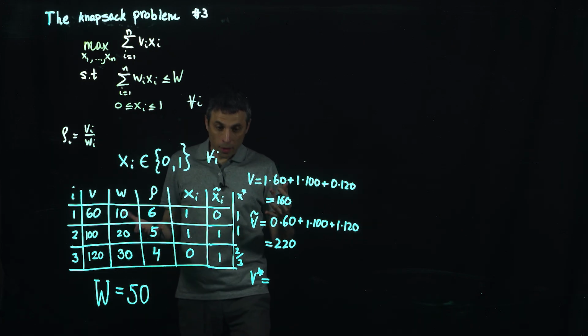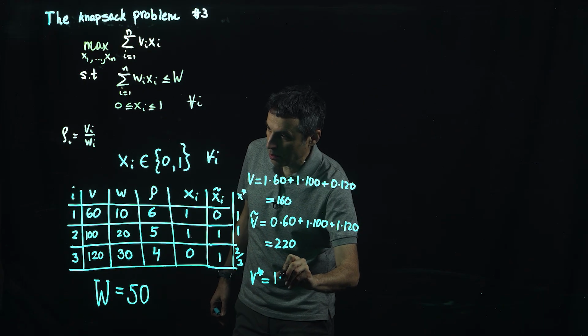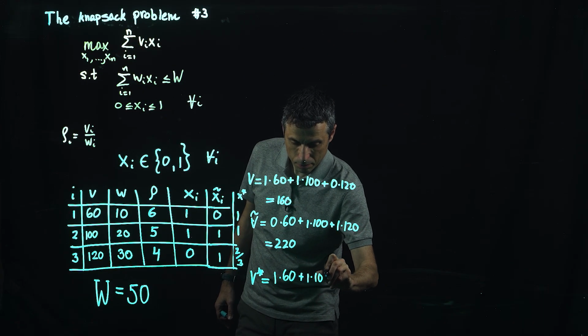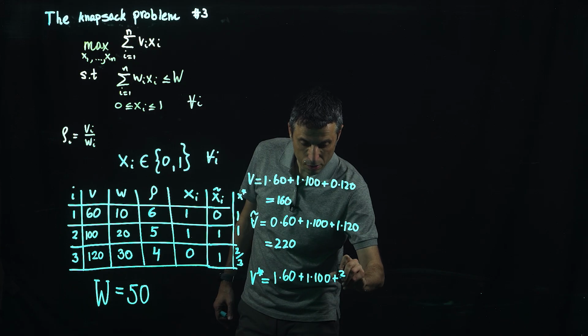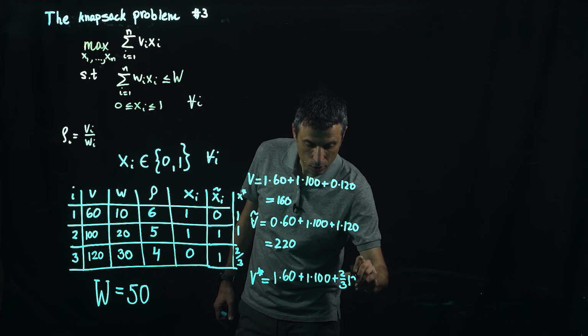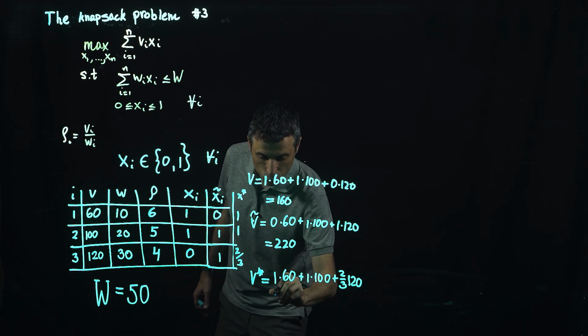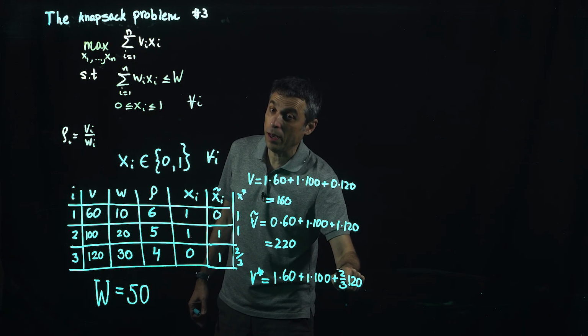And here I will take 1 times 60 plus 1 times 100 plus 2/3 of 120. So it will be equal to 160 plus 80.